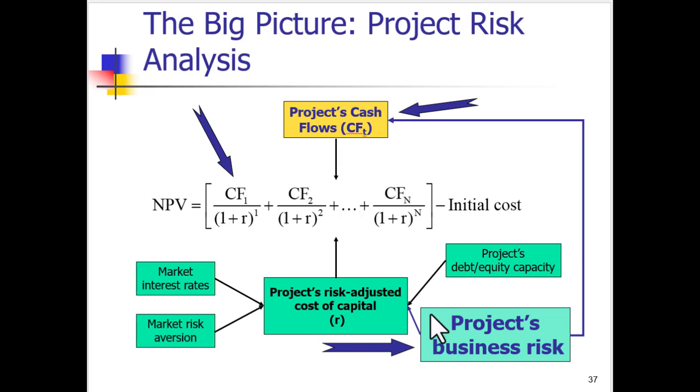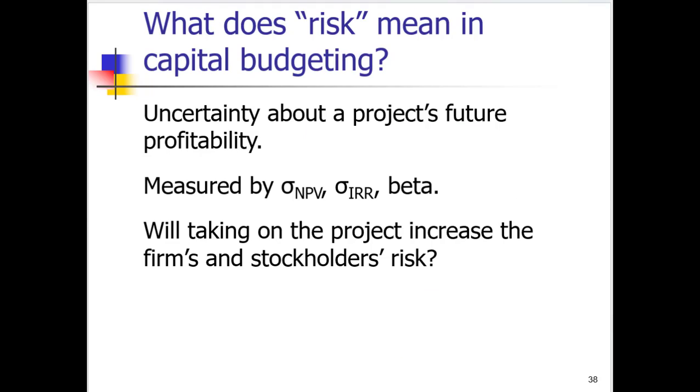So what risks are involved there? Well, we've talked about certain other kinds of risk or specific things like business risk, financial risk, etc. But let's think a little bit differently. What does risk mean with capital budgeting? It's the uncertainty about the project's future.